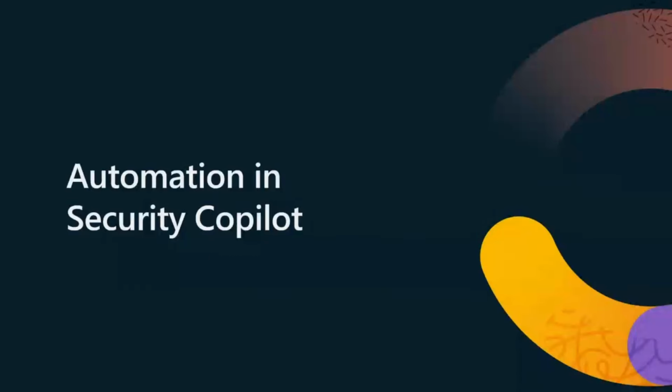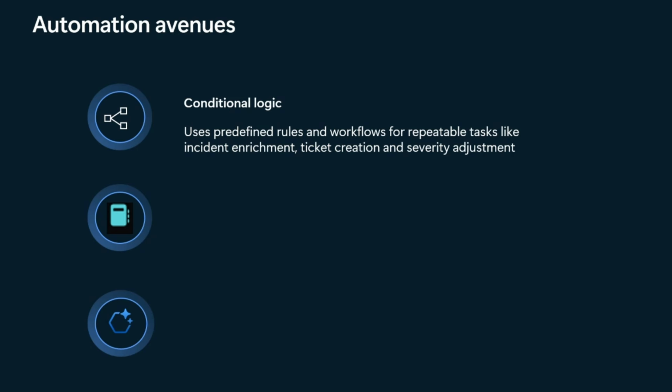All right, so automation in Security Copilot. You really have three choices here within the ecosystem. So the first is the conditional logic, and this is where logic apps play a prominent role. So bringing that consistency to workflows, and they're also based on predetermined conditions. So for example, providing AI enrichment on a specific Sentinel incident versus all incidents.